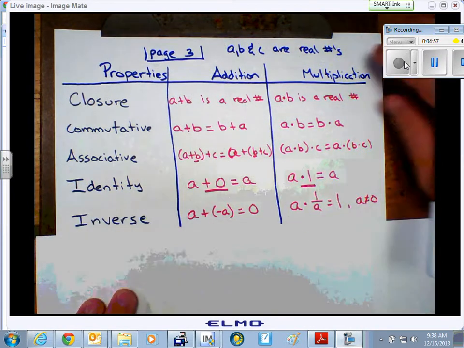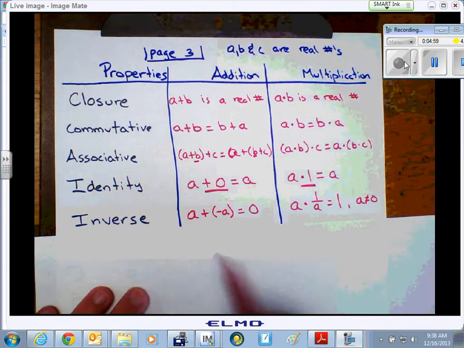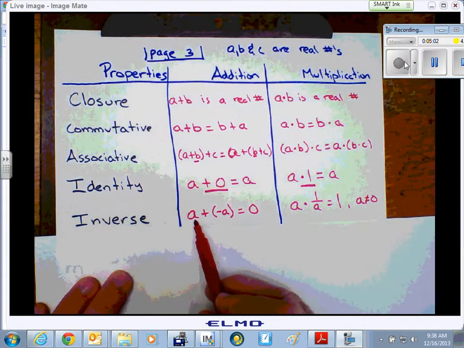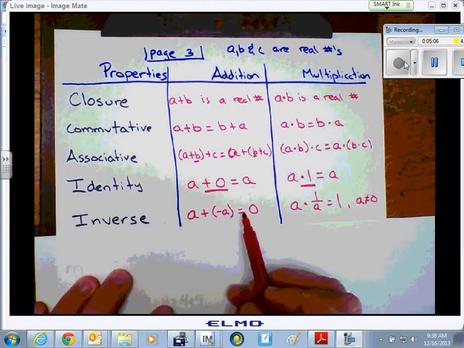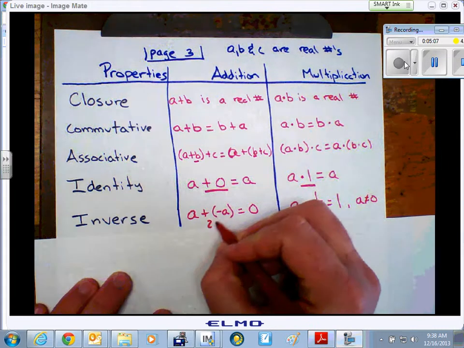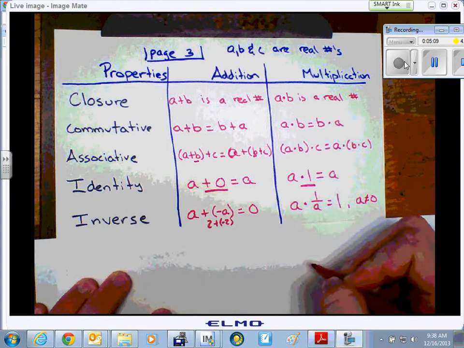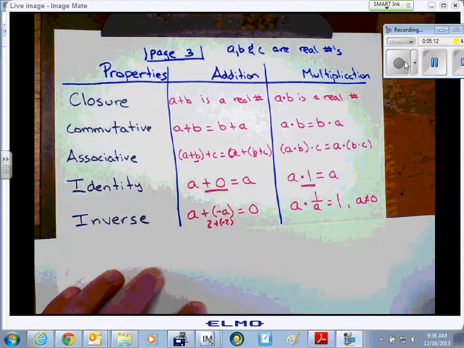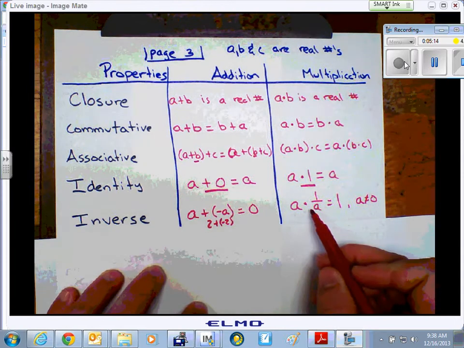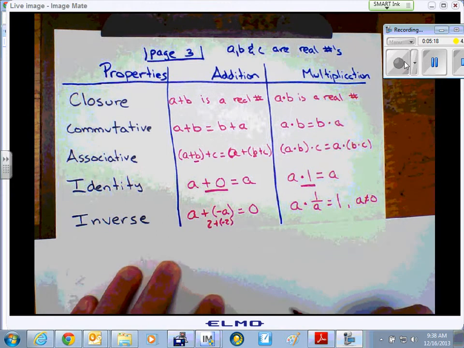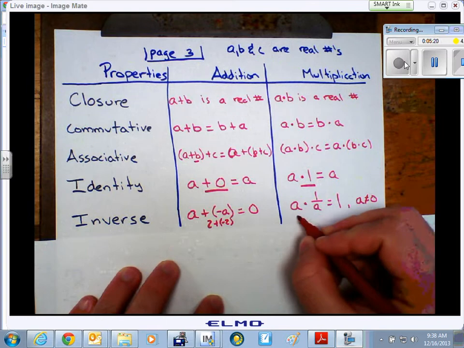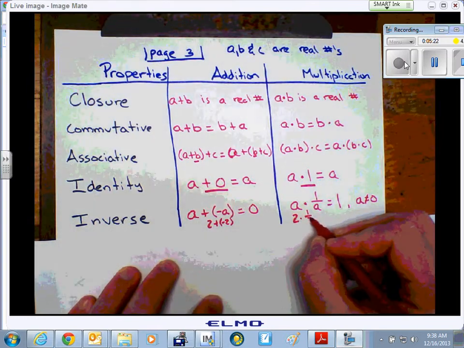Inverse is the opposite operation. So if you want to do the inverse of A, you're going to add the opposite. So A plus negative A gets you 0. Or something like this, 2 plus negative 2 gets you 0. Same thing for multiplication. You multiply the inverse, and multiply the reciprocal, A times 1 over A, which is just 1. Or you can think about it being 2 times 1/2. That gets you 1.